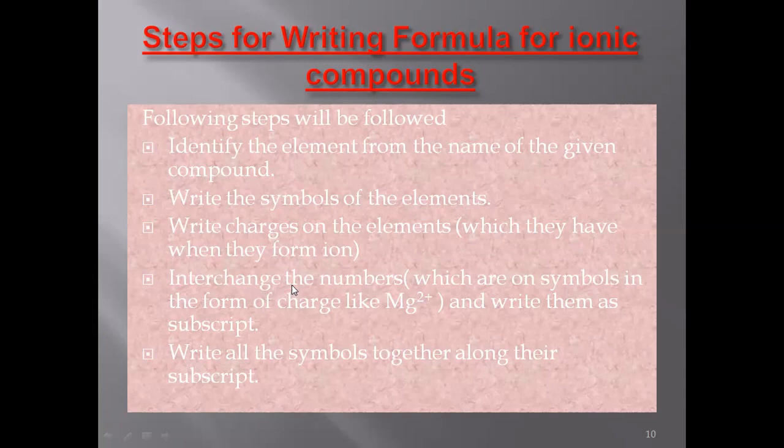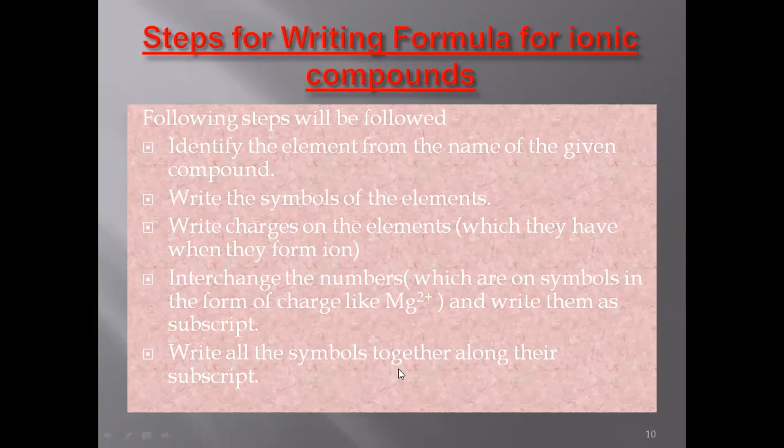In the next step, interchange the numbers. You just cross over the numbers, ignoring their sign, the numbers which are on the symbols in the form of charge like Mg2 plus, and write them as a subscript. By crossing over the numbers without considering their sign, write this number as a subscript along the symbol. And finally, you will write the symbols together, all symbols together along their subscript.